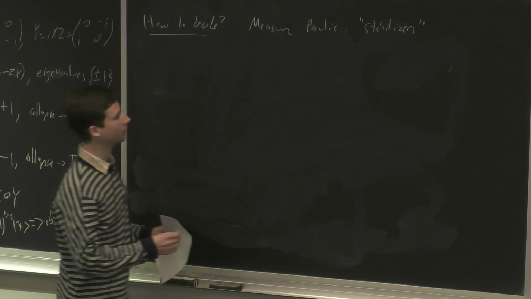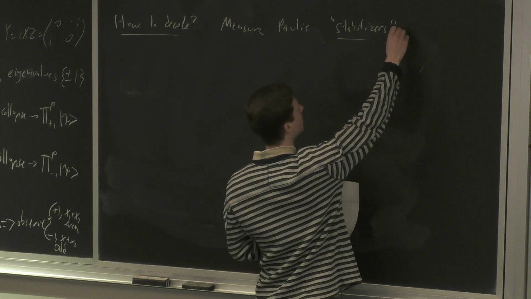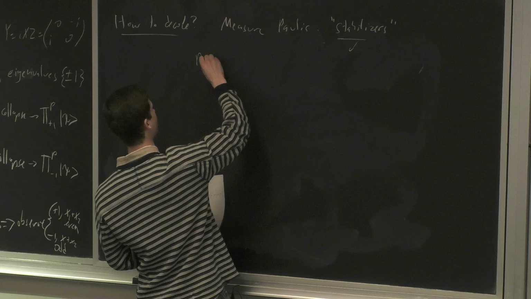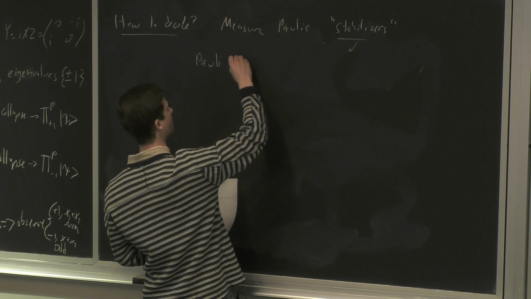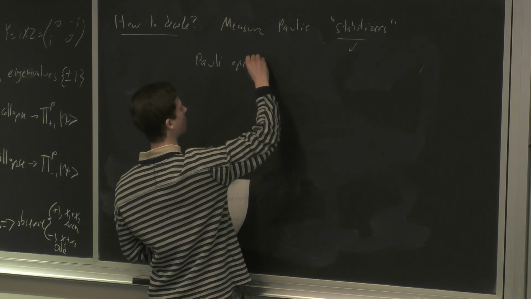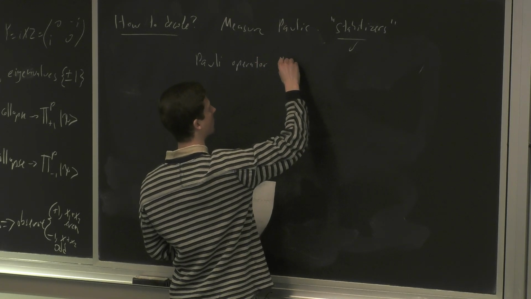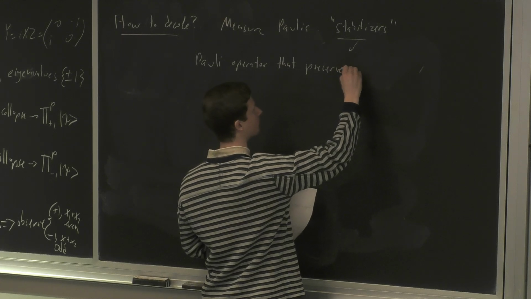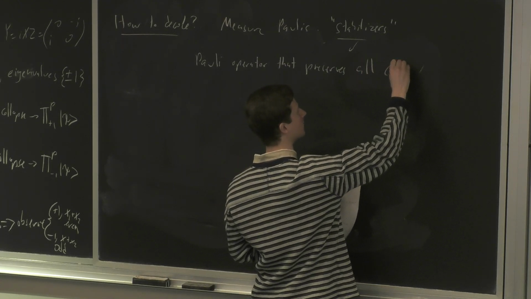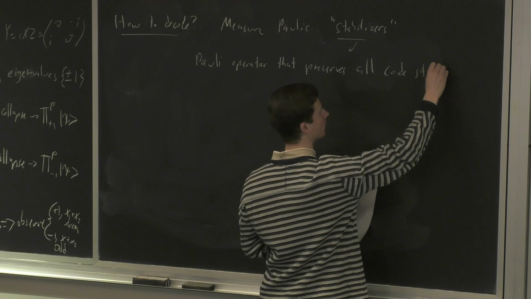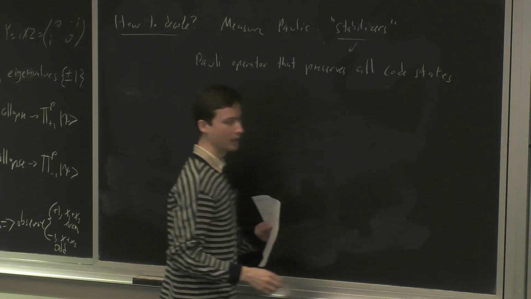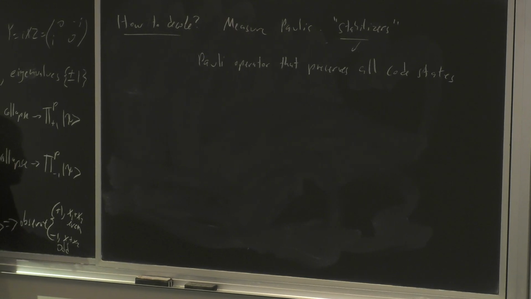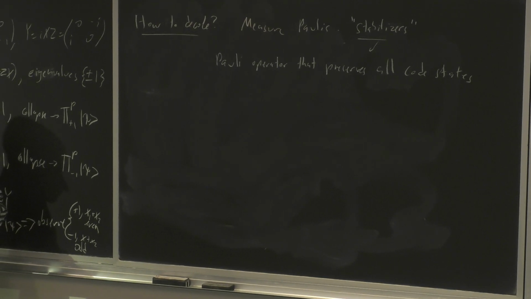And what is a stabilizer? A stabilizer is just an n-qubit Pauli operator, so a tensor product of Pauli operators, that preserves all the code states. Equivalently, it's an n-qubit Pauli operator where all the code states lie in the +1 eigenspace of this Pauli operator.